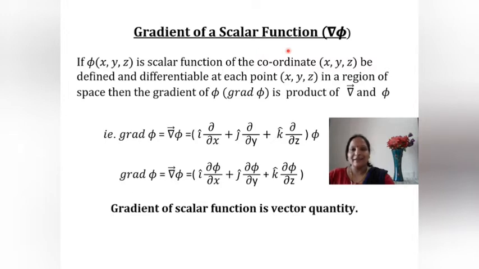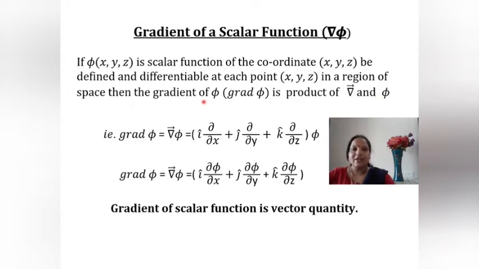Gradient of a scalar function. If phi is the scalar function whose coordinates are x, y, z, and this phi of x, y, z is defined and differentiable at each point x, y, z in the region of the space, then the gradient of the scalar function phi is grad phi, the product of del and phi.